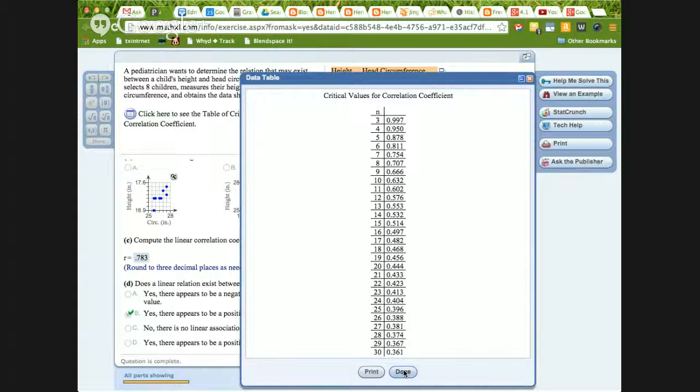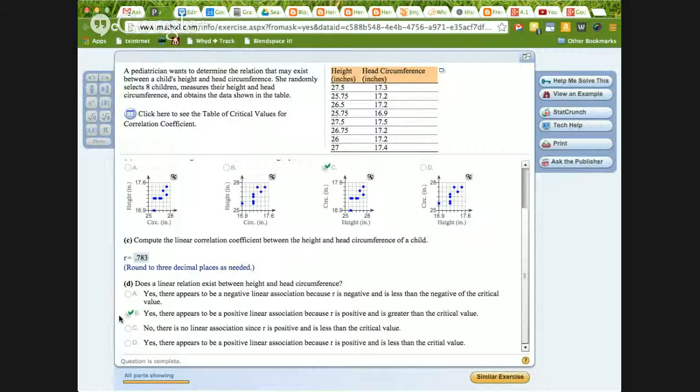Okay? So we would say, yes, there appears to be a positive linear correlation. It's positive because R is positive, which just means as the height increases, so does the head circumference. And because it's greater than a critical value, we can claim that this is a linear correlation. So I hope that helps.